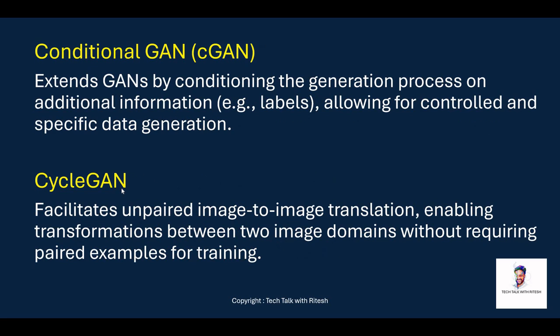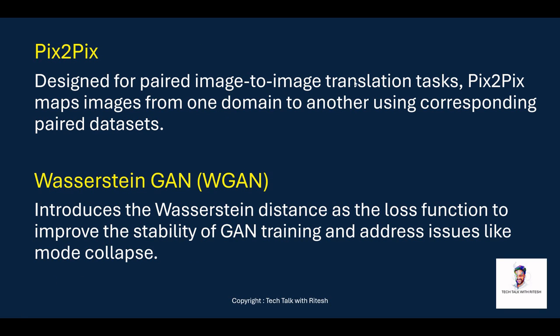Then we have CGAN, Conditional GAN, which extends GAN by conditioning the generation process on additional information, for example labels, allowing for controlled and specific data generation. We have CycleGAN, which facilitates unpaired image-to-image translation, enabling transformations between two image domains without requiring paired examples for training. We have Pix2Pix, designed for paired image-to-image translation tasks, which maps images from one domain to another using corresponding paired datasets.